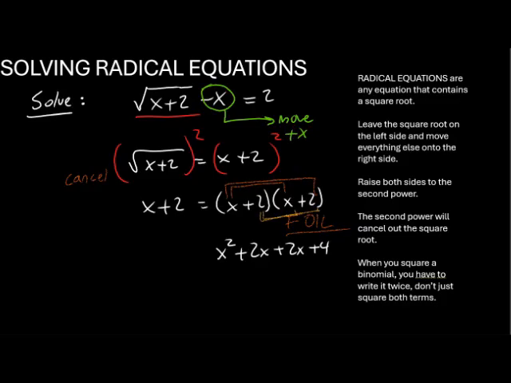Then we can simplify by combining the like terms, 2x and 2x. When we do so, we will have x squared plus 4x plus 4 on the right. And on the left, we will have x plus 2. You may notice now we have a second power equation, which we can solve now.